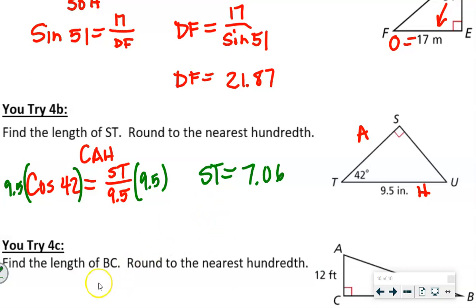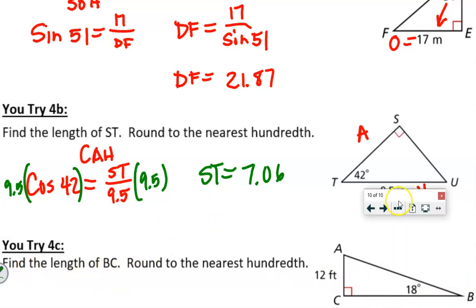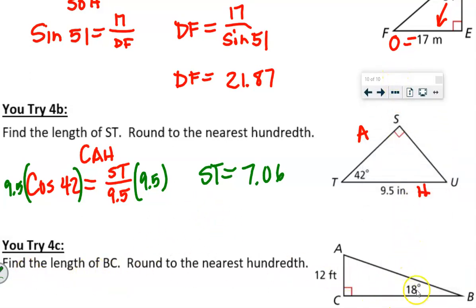Okay, so our last problem here says find the length of BC. Let me move this out of the way. So BC is down here, and we're going to say, what is the relationship of BC to that angle A? And that's going to be adjacent, right? And this is opposite. So what is that ratio that uses opposite and adjacent? That's going to be TOA, right? So that's tangent.